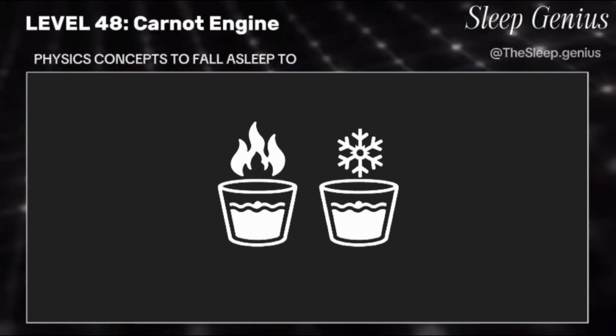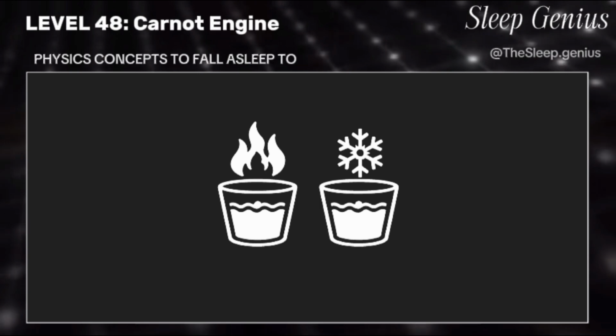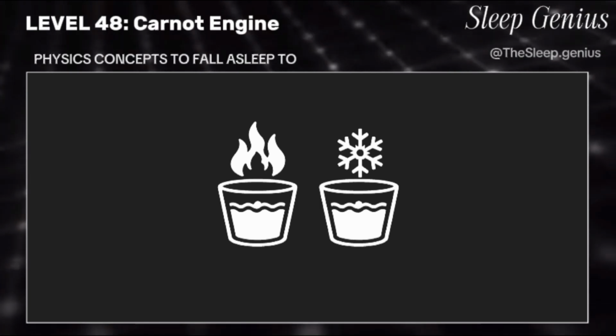During the cycle, heat is taken from the hot source. Some of it turns into work, and the rest is released to the cold source. The engine then returns to its starting state. This repeated cycle shows a clear pattern of energy flow.